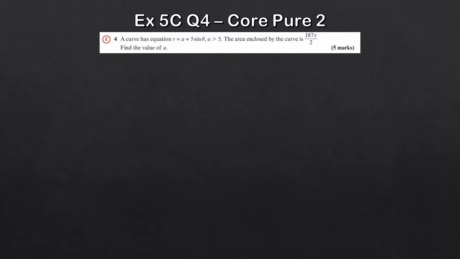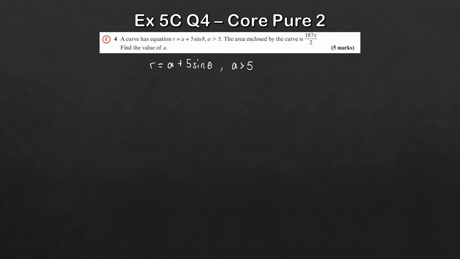So exercise 5C here. We have a pretty standard kind of question. We've been given the area that's enclosed by the curve, so we're just asked to find the value of A in this equation. r is equal to A plus 5 sine theta, and we're told this restriction here that A must be greater than 5. Okay, so we'll probably need that at some point later on. And we know the area is 187 pi divided by 2.